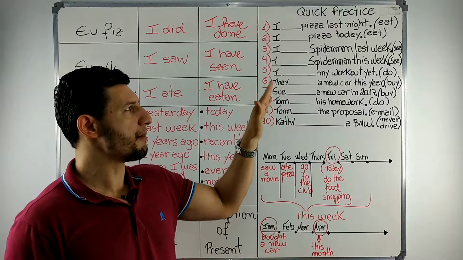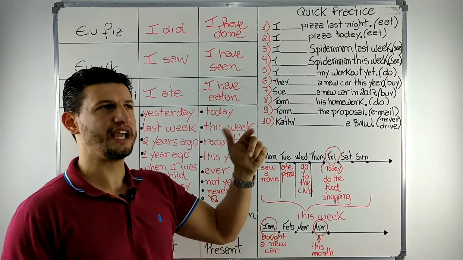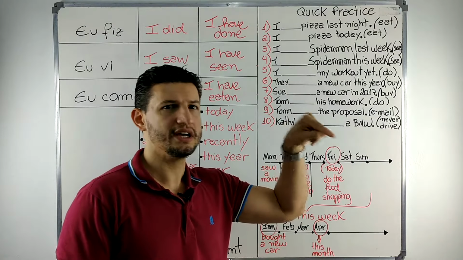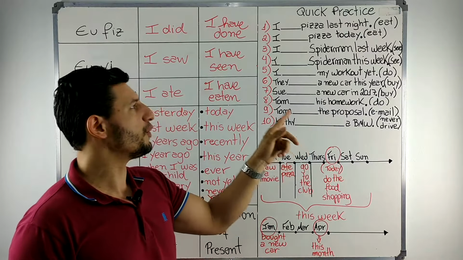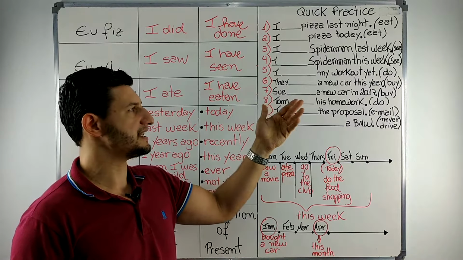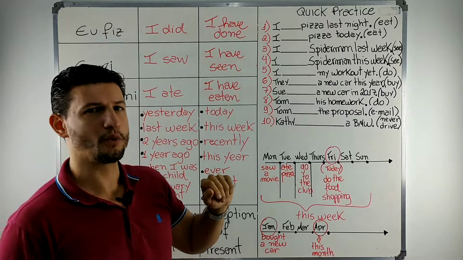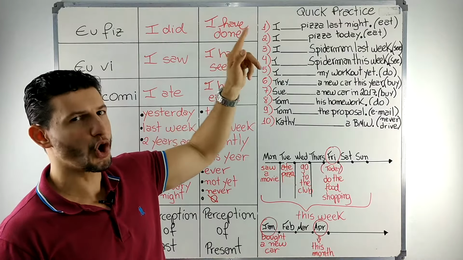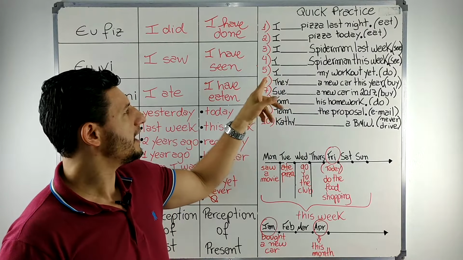Number 5, my workout yet. Yet here is not yet, not until now. Until now is a perception of present because it's until now. So I haven't done my workout yet. Haven't, have not. Negative form.